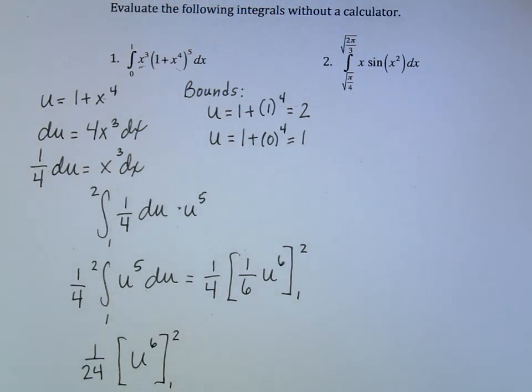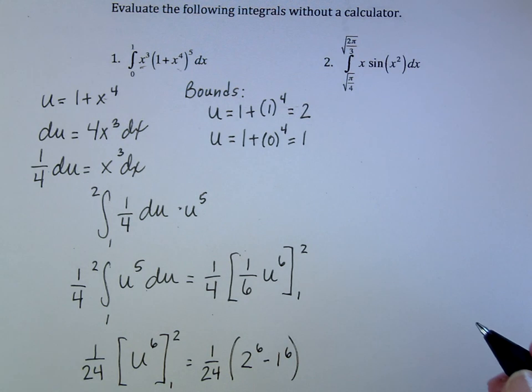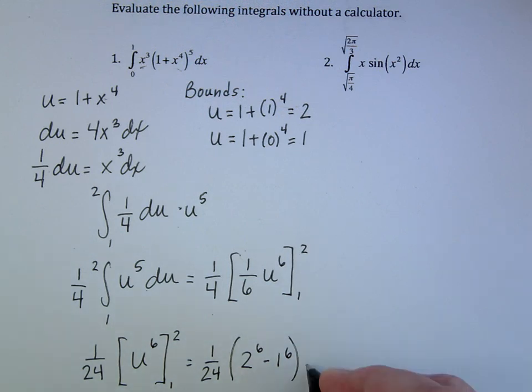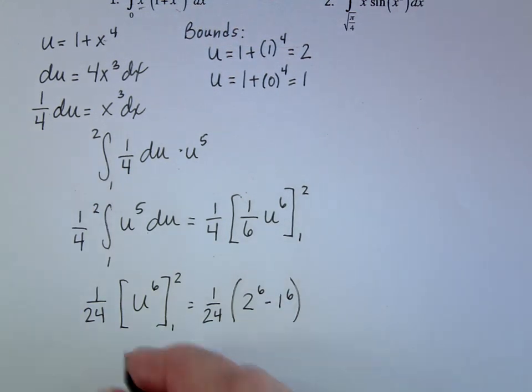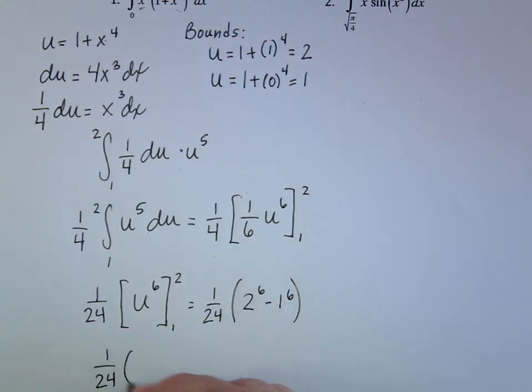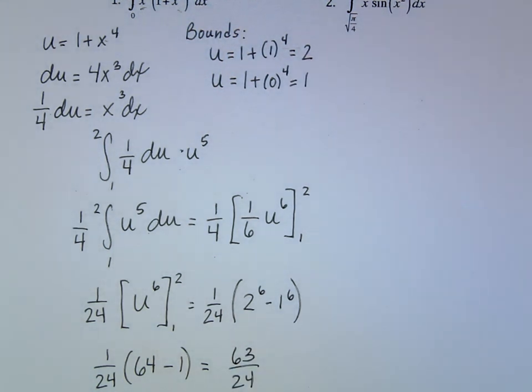So I'm ready to do my f of b minus f of a. If I do that, I've got the 1/24 in front. f of b is going to be 2 to the 6th. f of a is 1 to the 6th. And 2 to the 6th, if I were to calculate that out, that is 64. So I would have 1/24 first, and I have 64, 2 to the 6th. 1 to the 6th is 1. If I subtract that, I get 63/24, and that is my final answer.